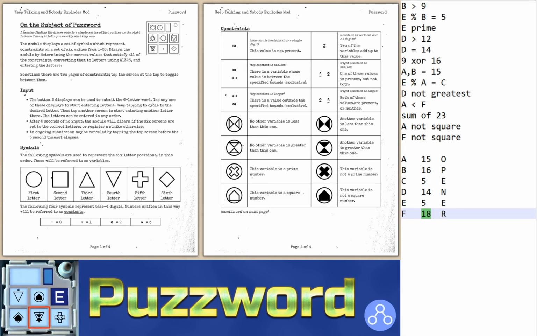1, 2, 3, 4, 5. So that's that. And then we want the N here, November. N-O-P-Q-R. And that is the right answer.